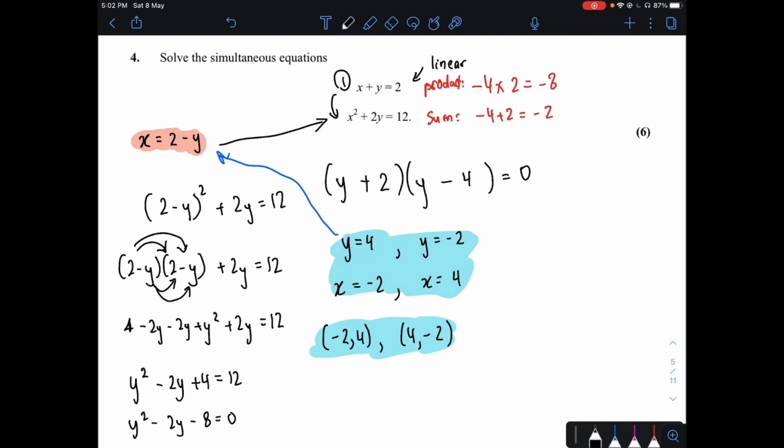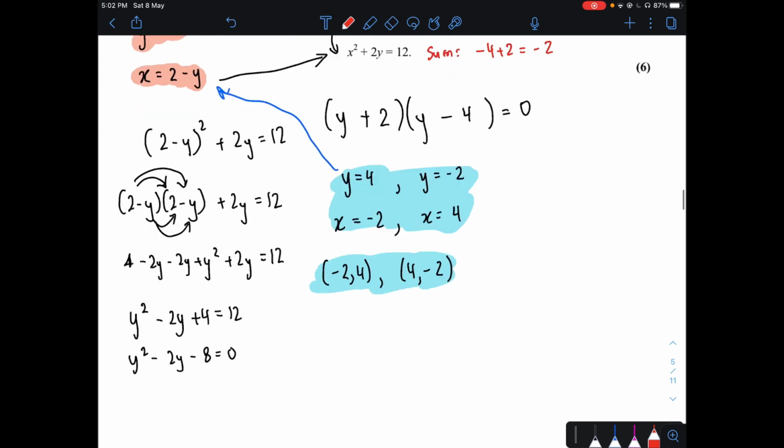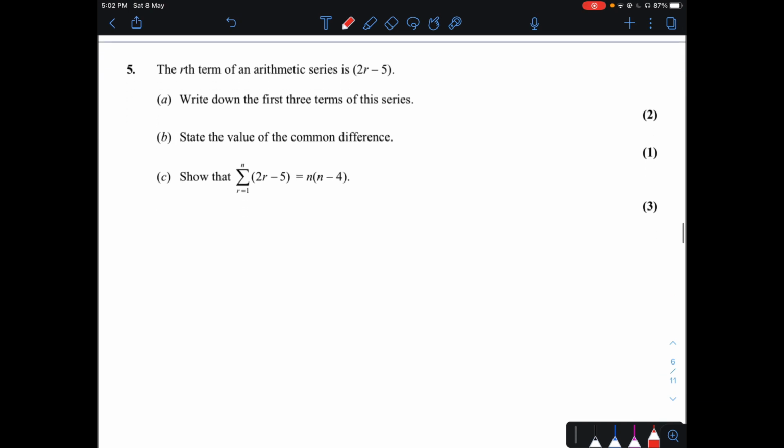And just as a side note, you could have also made y the subject here. Y the subject, y equals 2 minus x, and that would have still been fine. This is also correct. This is not wrong. Okay, so let's go down. Question number 5.